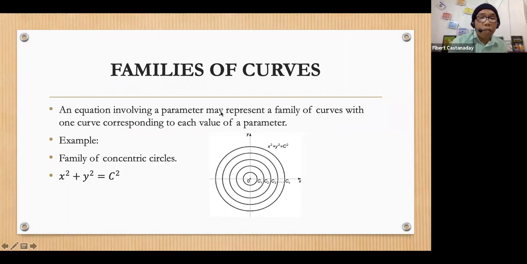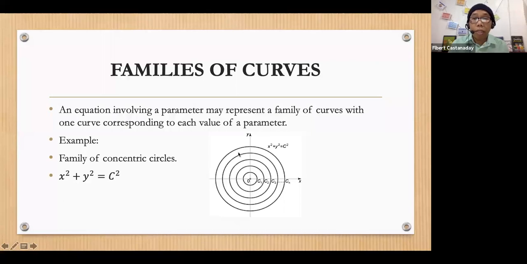So families of curves. An equation involving a parameter may represent a family of curves with one curve corresponding to each value of the parameter. Just like this example, a family of concentric circles. It is not specified to be at just one center; here the center is at the origin. When we say concentric, it means that these circles have the same center, and that center here is the origin.